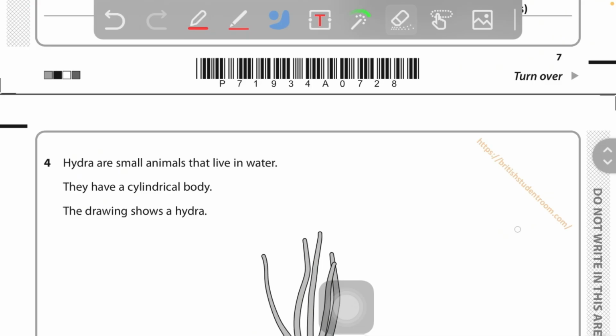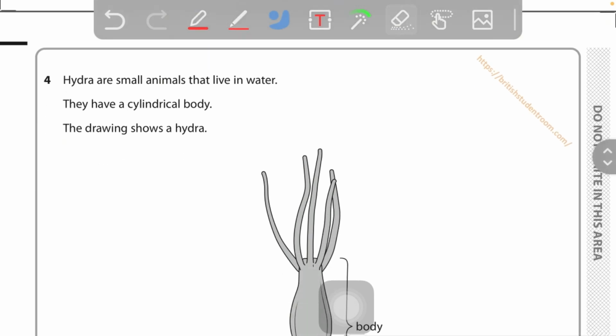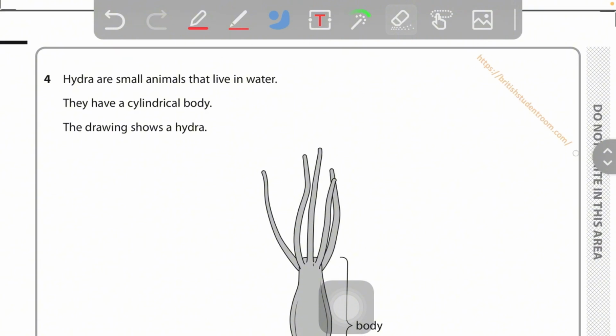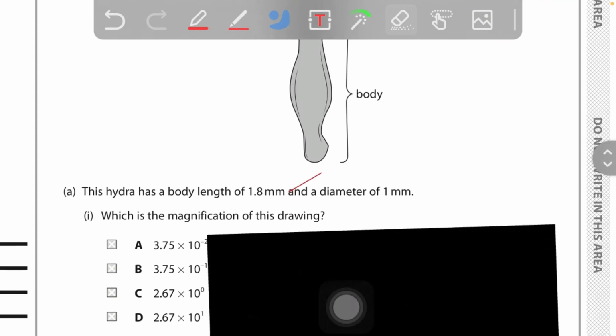It's May 2023, question number 4. Let's get started. Hydra are small animals that live in water. It's a hydra. They have a cylindrical body. The drawing shows a hydra.